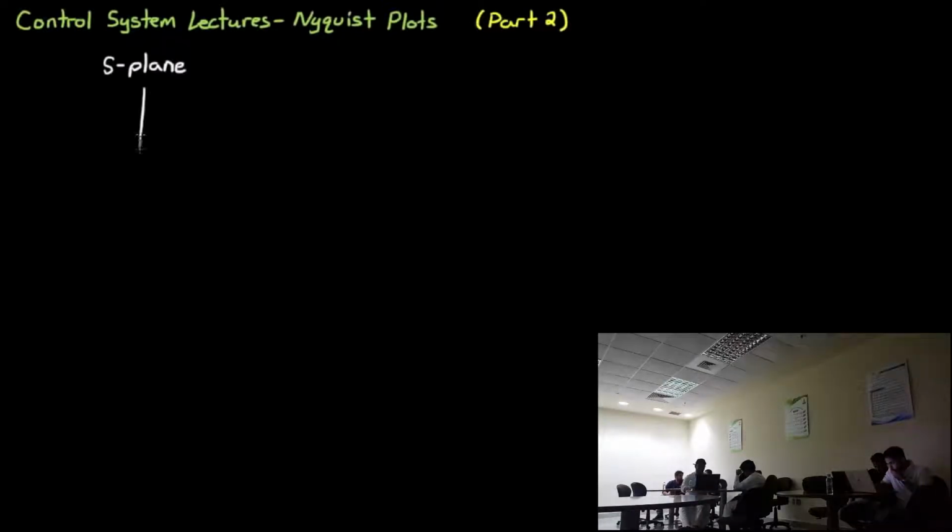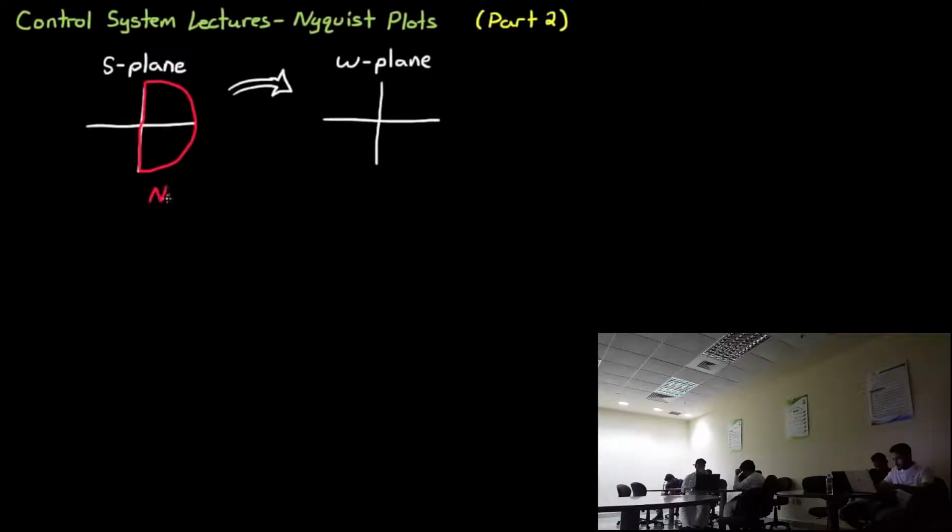Welcome back to Control System Lectures. This is part 2 of our explanation of the Nyquist plot. In the first part of this series, I showed you the method of mapping from the S domain to the W domain using the transfer function. I also explained how to use Cauchy's argument principle to our benefit, what the Nyquist contour was, and finally how to interpret the resulting Nyquist plot.